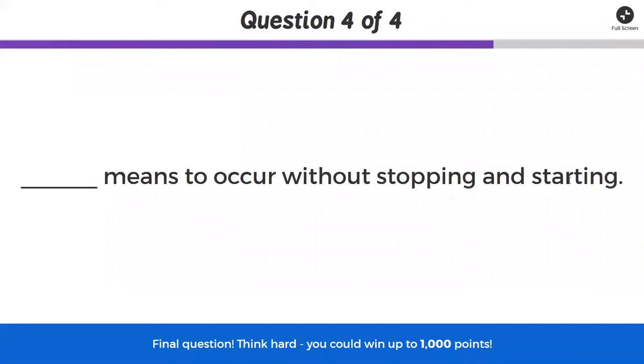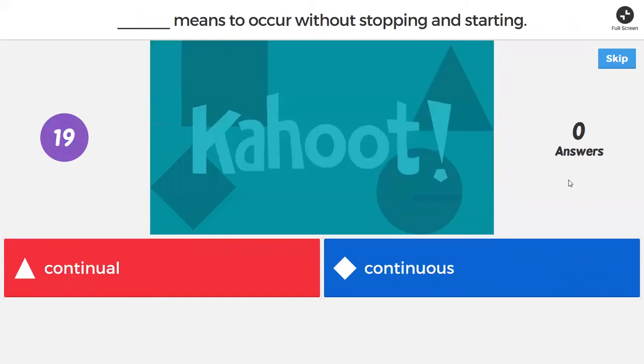Blank means to occur without stopping and starting, like standing. And we know in our last example, it wasn't continual, so it's probably this other thing, continuous. So we can go ahead and hit continuous. And then on the next slides, we can continue to work with continuous.